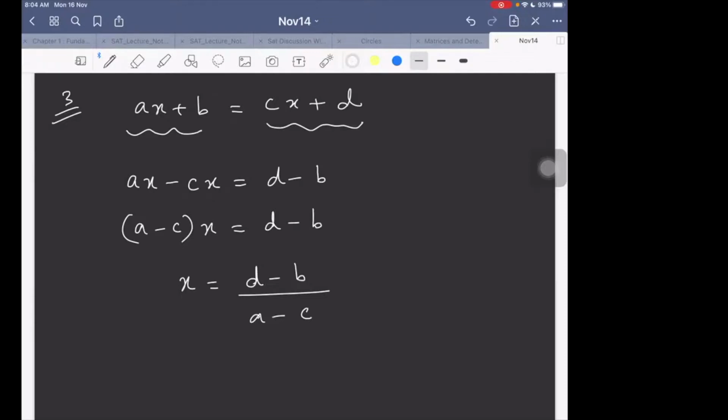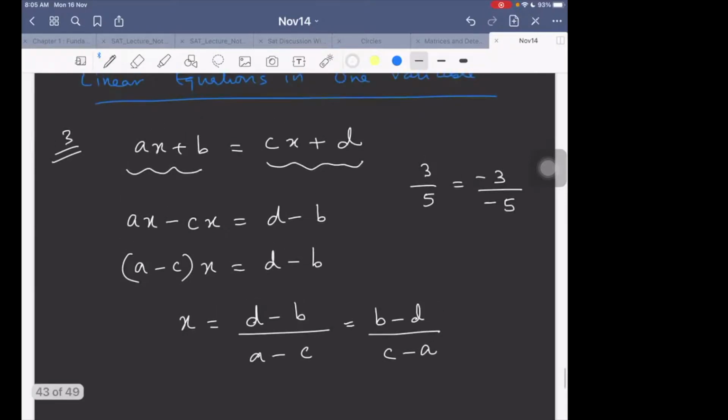Now this could also be written as, if you multiply by a negative sign on both numerator and denominator, b minus d divided by c minus a. Don't you think so? Say 3 by 5 could very well be written as minus 3 divided by minus 5.